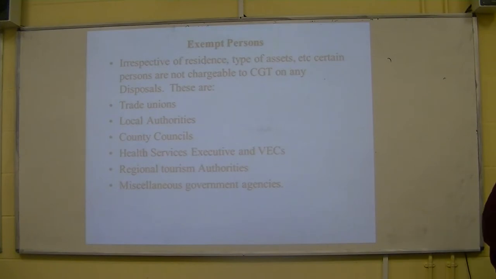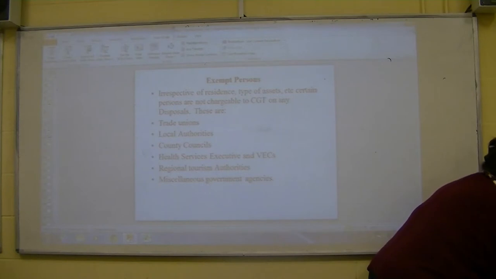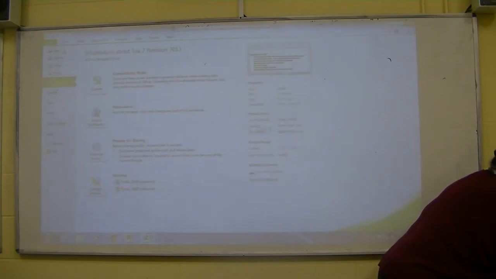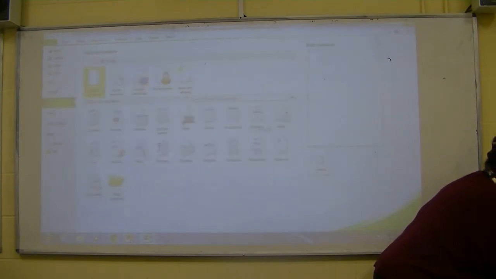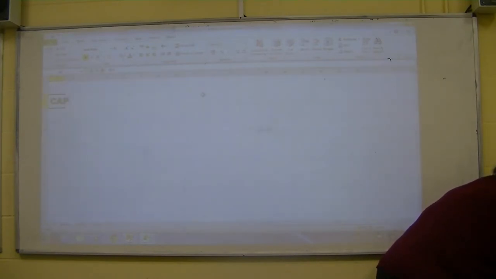Okay, we've got our computational rules, and an easy way to put that down is to give you an example of a computation just to show you. So we've got a capital gains tax computation.